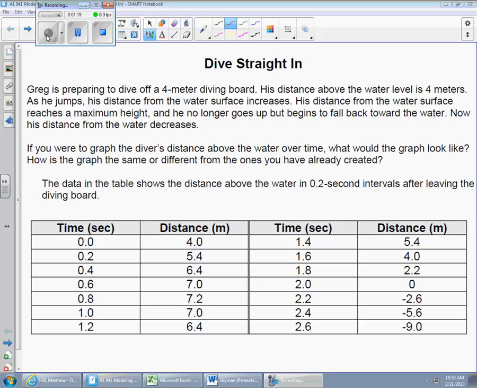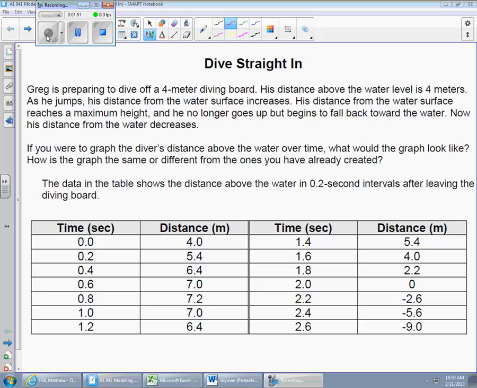First off, Greg is preparing to dive off a 4-meter diving board. His distance above the water level is 4 meters. As he jumps, his distance from the water surface increases. His distance from the water surface reaches a maximum height, and he no longer goes upward, but begins to fall back down towards the water. Now his distance from the water decreases. If you were to graph the diver's distance above the water over time, what would the graph look like? How is the graph the same or different than ones you've already created?